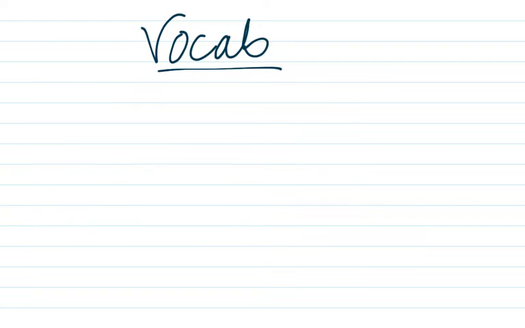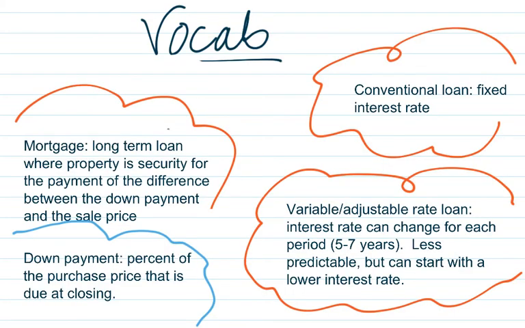If you have purchased a house, you're probably going to be like, yeah, I got this. But if you have not, this might be new information that you've never heard before. So let's start off on the left with just the definition of what is a mortgage. A mortgage is a long-term loan where property is security for the payment of the difference between the down payment and the sale price.